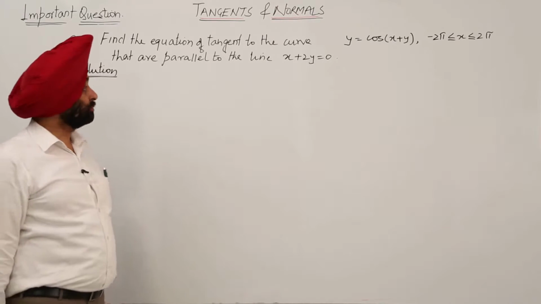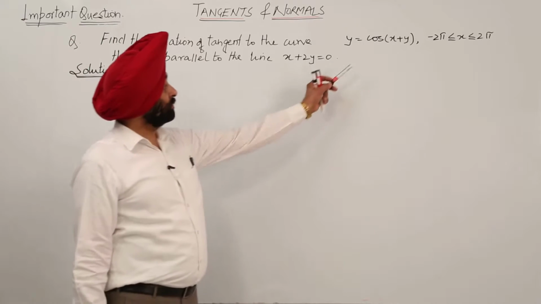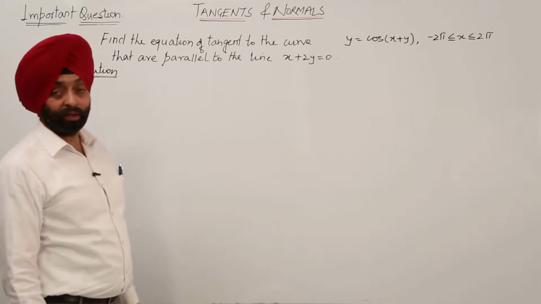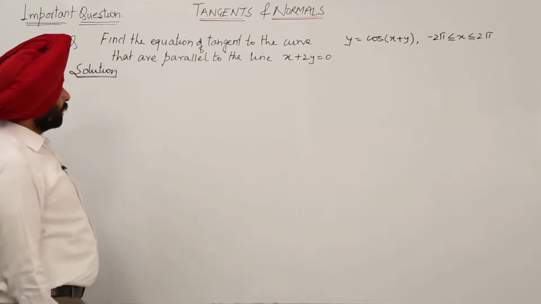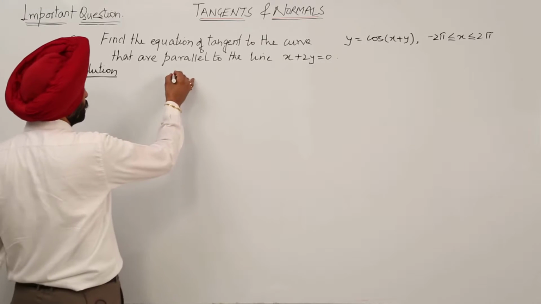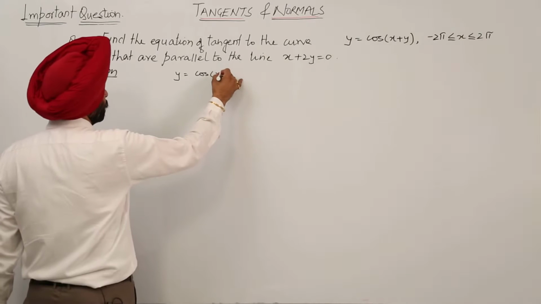Very important question. We have to find the equation of a tangent to the curve y = cos(x + y), where x lies between -2π and 2π, that are parallel to the line x + 2y = 0. Now we have y = cos(x + y).